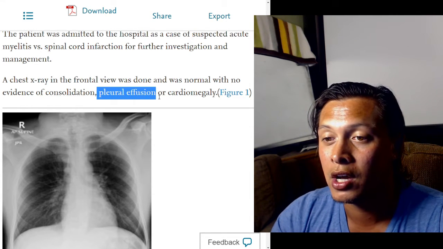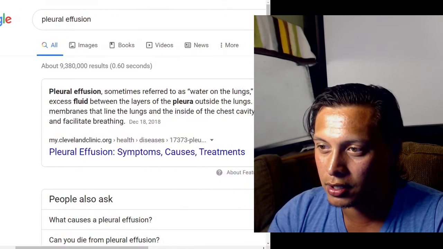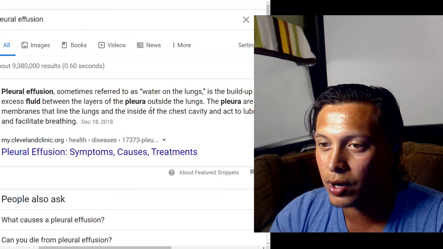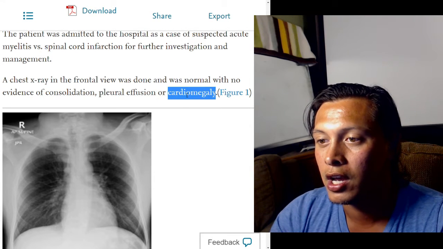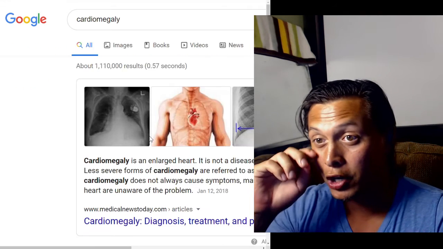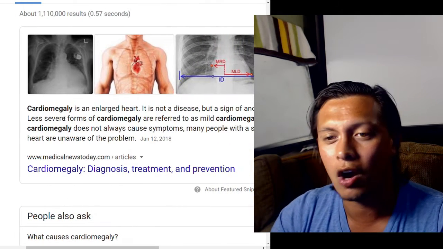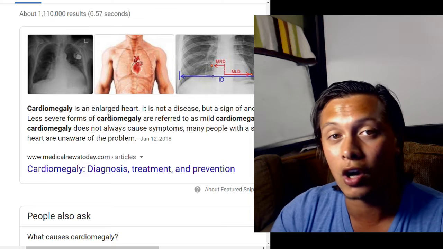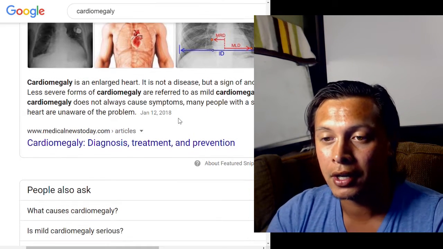Anyways, there was no pleural effusion. Let's look that up so that we're not stupid. Water in the lungs. So no consolidation, no water in the lungs, and no cardiomegaly. Cardiomegaly. That makes sense. So the heart was not enlarged in some way.